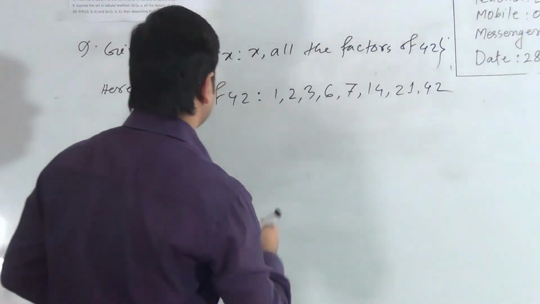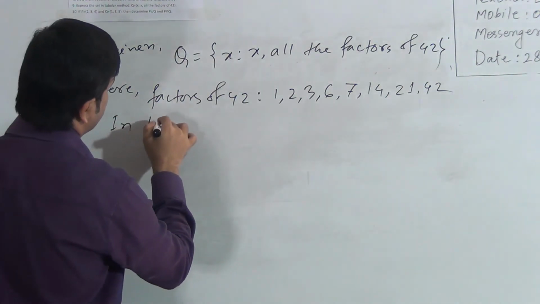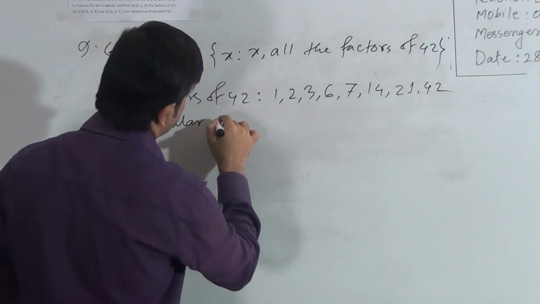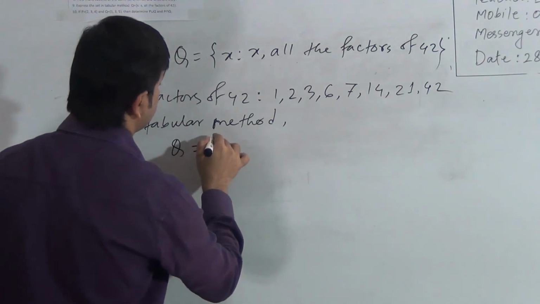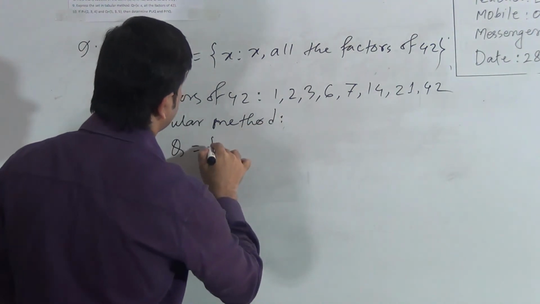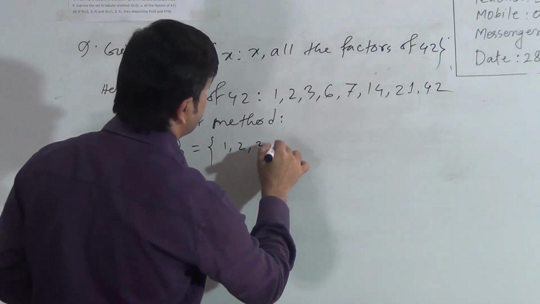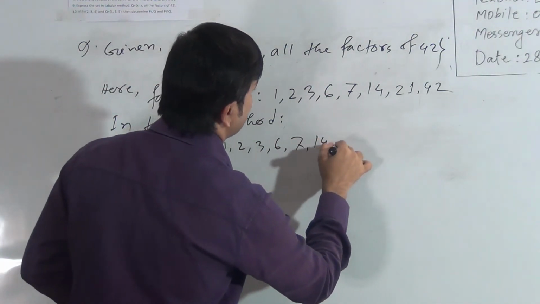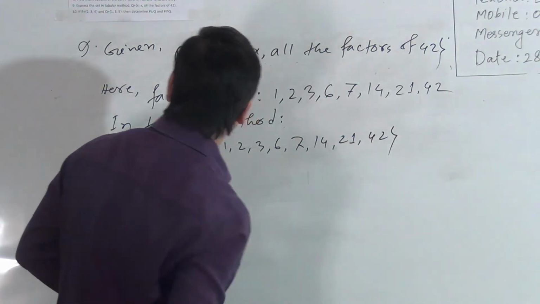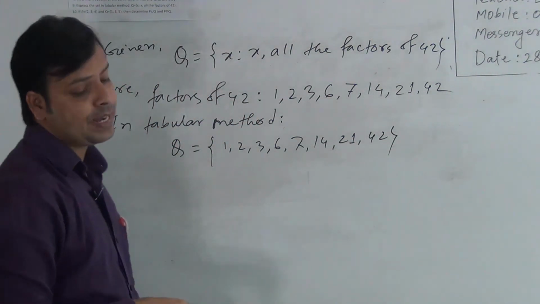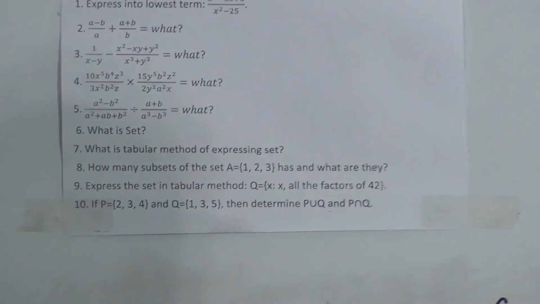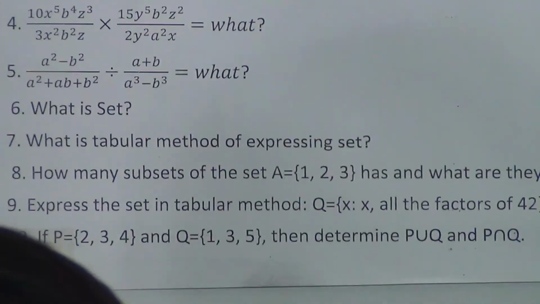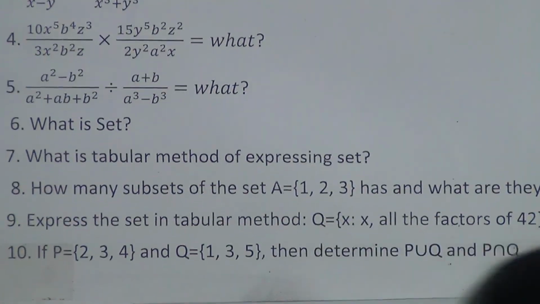So in tabular method, set Q equal to the elements 1, 2, 3, 6, 7, 14, 21, 42. So this is our required answer for question 9. Now the last question for today, question 10. If P equal to 2, 3, 4 and Q equal to 1, 3, 5, determine P union Q and P intersection Q.